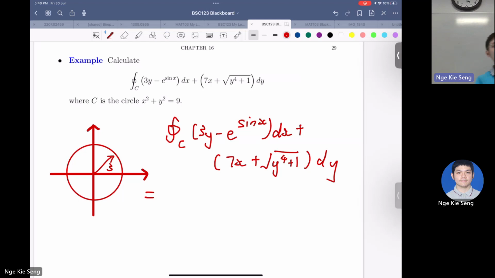Okay. So if we're going to use Green's theorem, what's the surface bounded by the circle? What's the surface bounded by a circle? It's this, not a donut. It's this. Okay.